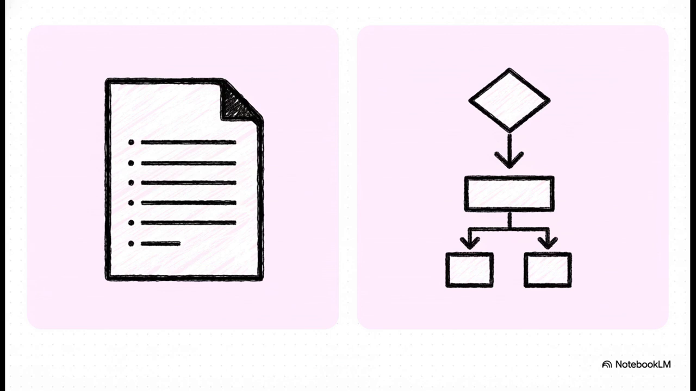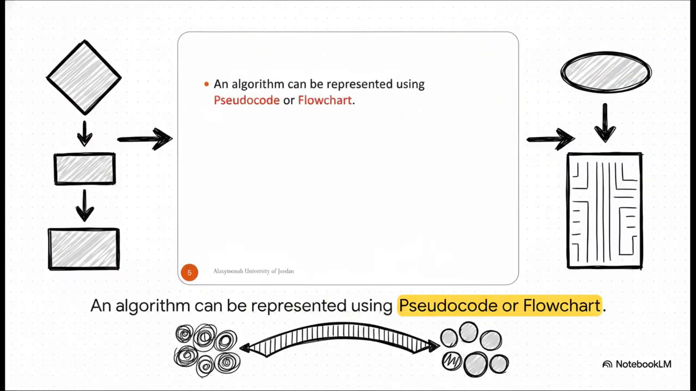Pseudocode uses structured language without the strict, nitpicky syntax of a real programming language, making it perfect for developers to just quickly outline logic. A flowchart, on the other hand, is entirely visual. It maps the exact journey of the data. And honestly, that is incredibly useful for getting on the same page with non-technical stakeholders or mapping out complex state changes. Basically, an algorithm can be represented using pseudocode or a flowchart as your definitive bridge.